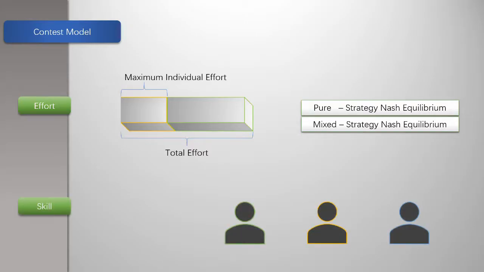Skill. The larger the value of a player's skill parameter, the more proficient is the player. If an agent knows exactly who is going to participate in the contest and the value of their skill parameter, we say the game is with complete information. Otherwise, the game is with incomplete information.